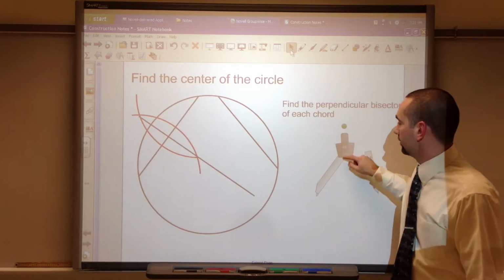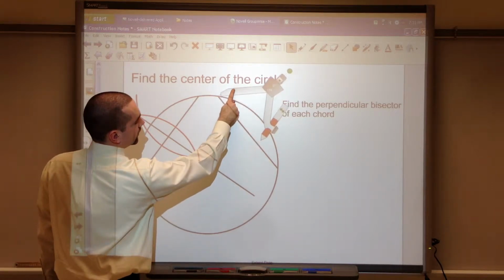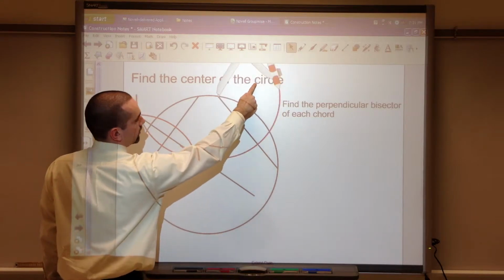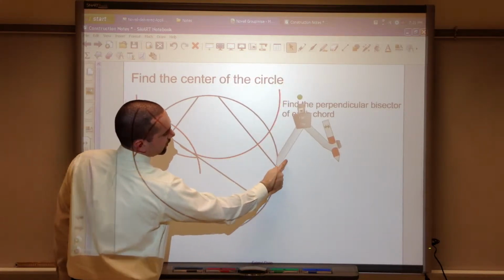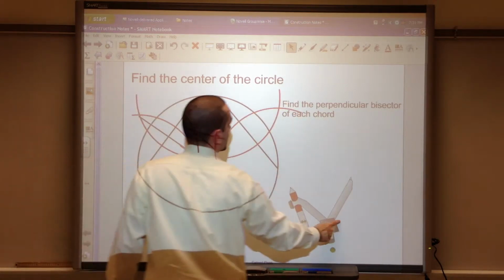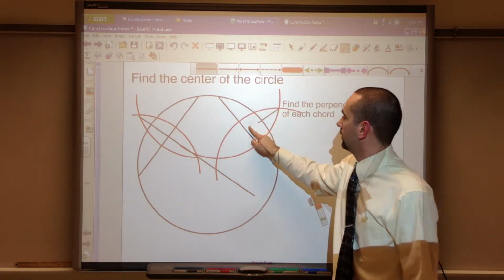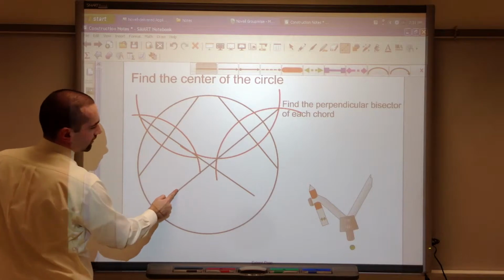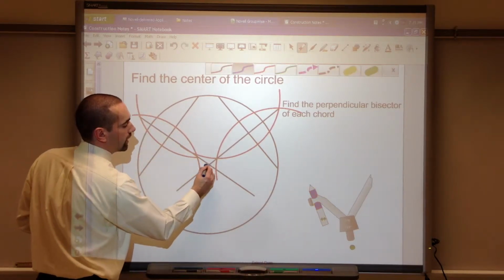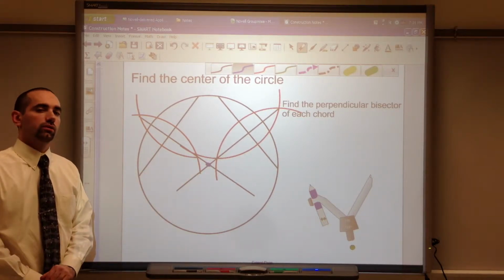I repeat that on the second chord. So again, I go past the middle, make an arc, and I repeat it from the other side, make an arc, and I connect my two arcs, the line. Notice I go past it, and now you can see where the two lines intersect. That is the center of the circle.